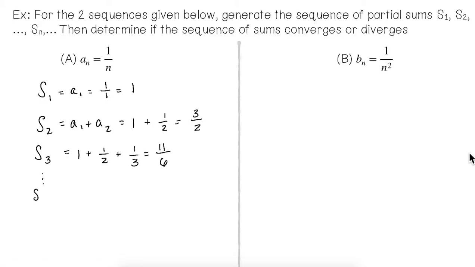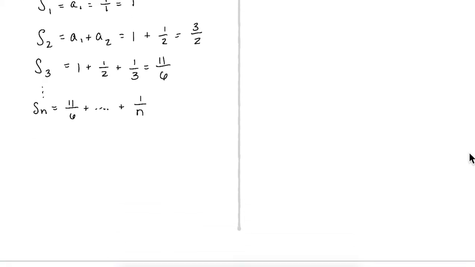Right, so if I wanted to do S sub n, that's going to equal 11 over 6 plus 1 over n. Right, and we're doing all of the terms in between there. So we would be adding 1/4, 1/5, 1/6, whatever. So now we want to figure out, do we think this is converging or diverging? So maybe we want to look at some other partial sums.